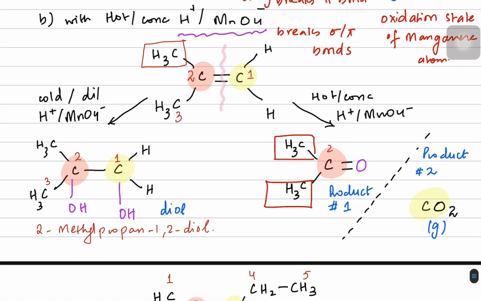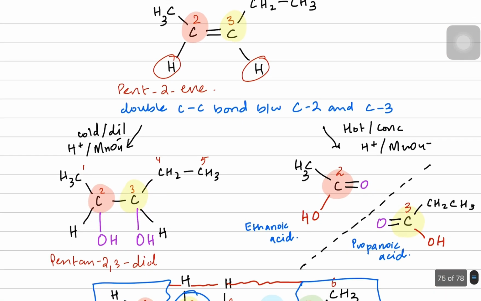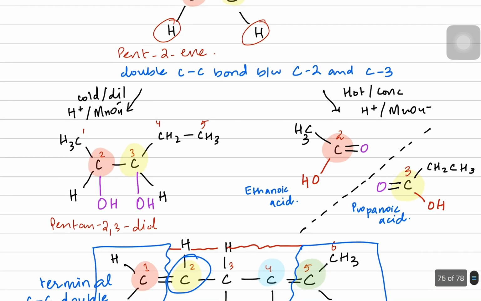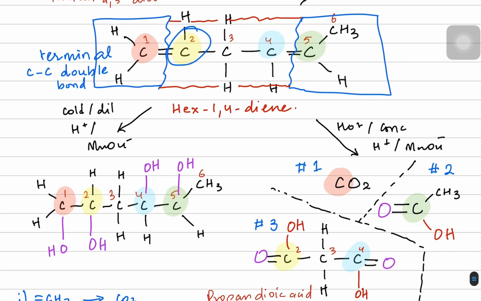If the carbon-carbon double bond was on the terminal, you get carbon dioxide. Otherwise, you get either ketones or you get carboxylic acids. If you remember, the hydrogens used to convert into OH group, so carboxylic acid was made, and if there were alkyl groups, they would remain the same.